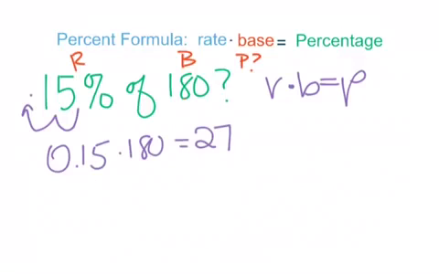Okay? So that is going to be your part. So if you checked it, and if you put 27 out of 180, you would get 15%. Okay? So you multiply these two together, you're going to get 27, so that is your percentage or your part. Alrighty?